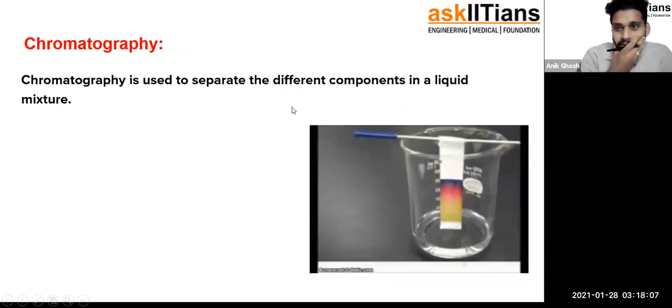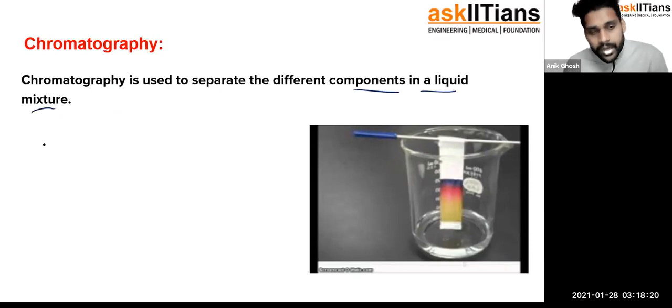And the last process is called chromatography. Chromatography is a very simple process, and a very fundamental process, I should rather say. Chromatography is used to separate different components in a liquid mixture. So let's see this video first. After that, we will come back and I will explain what chromatography actually is. It is a very simple method.